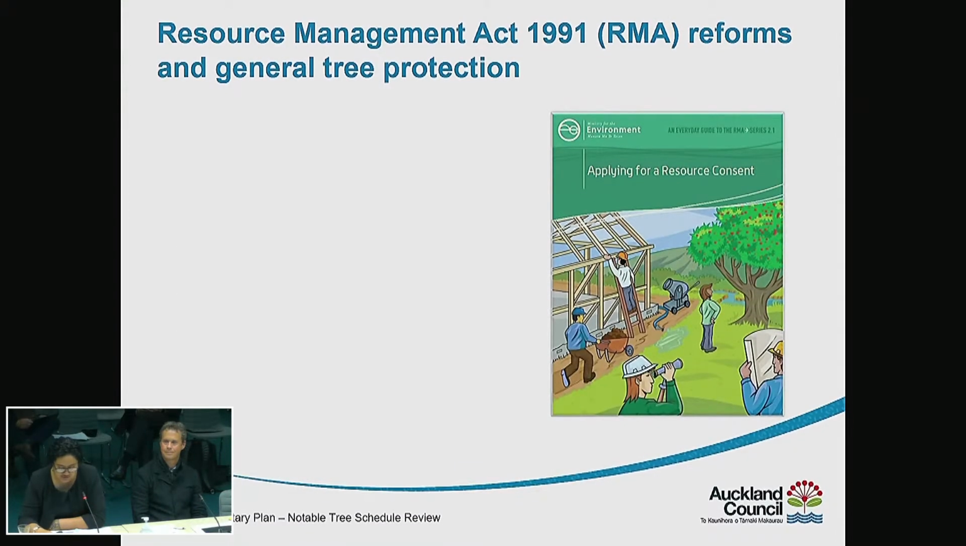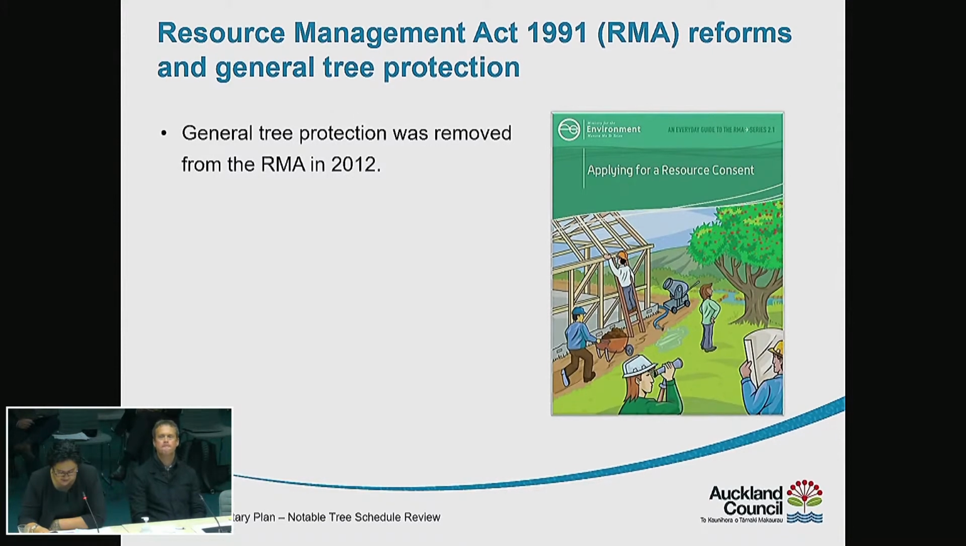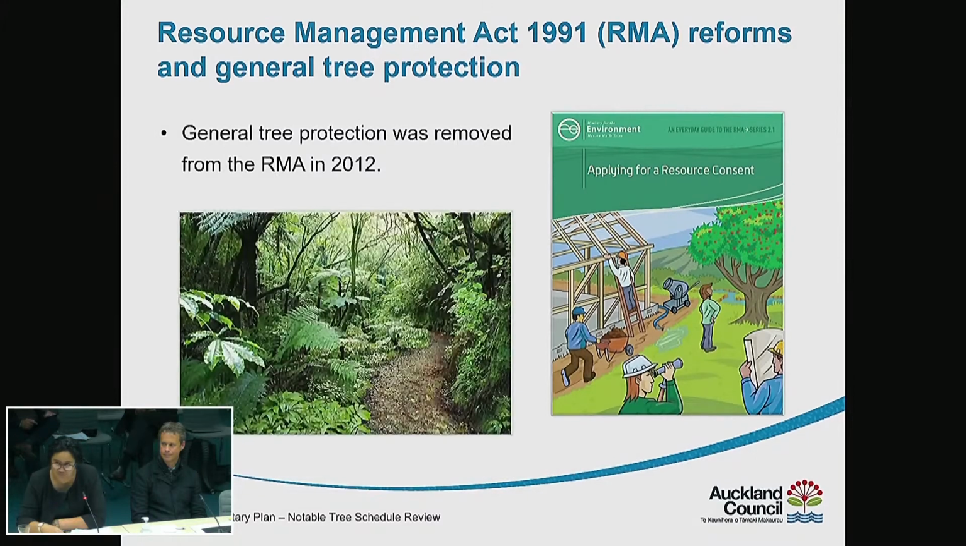General tree protection rules meant that property owners had to apply for a resource consent to remove large native and exotic trees in most parts of Auckland. In 2012, an amendment was made to the RMA which removed this protection in urban areas. This limited Council's ability to protect trees in urban areas, other than those specifically identified on a schedule.